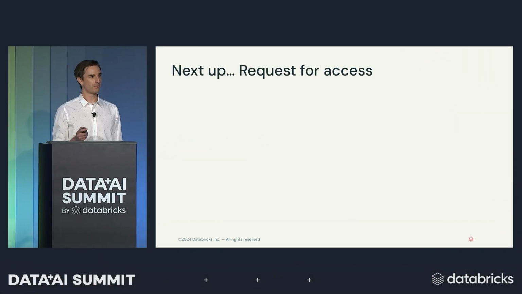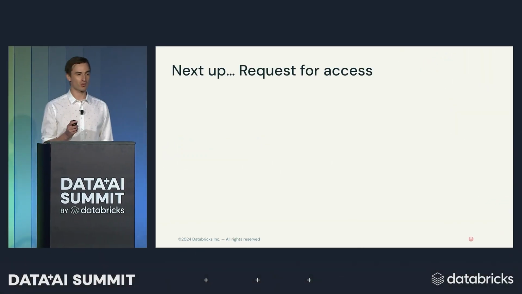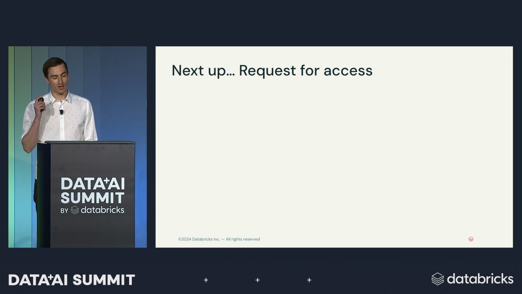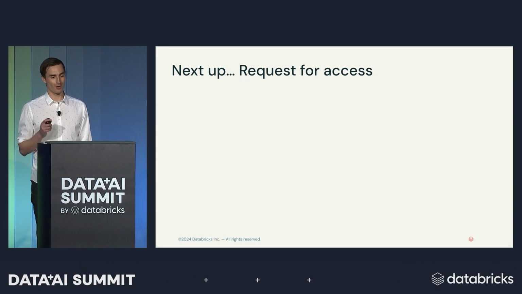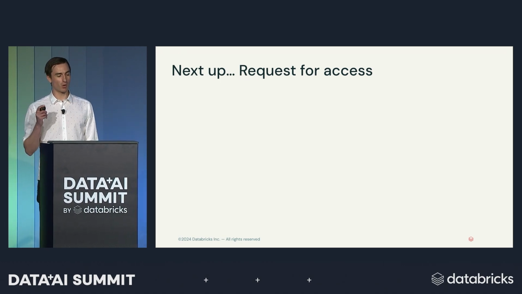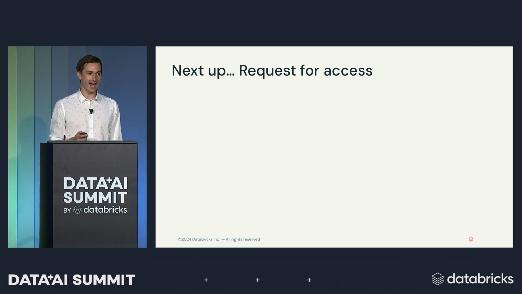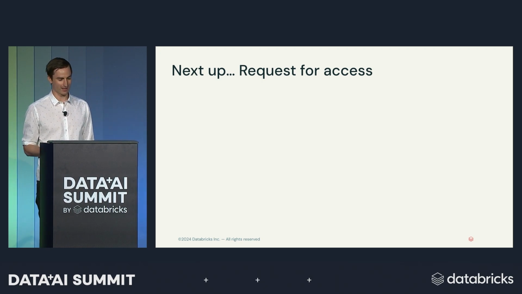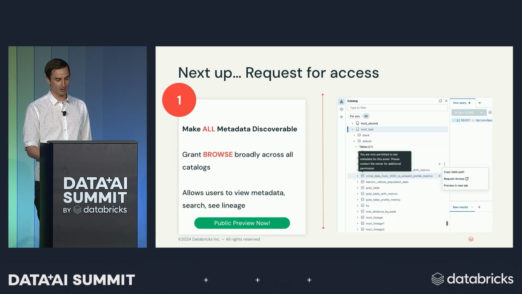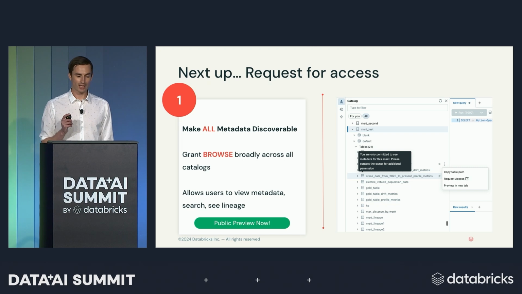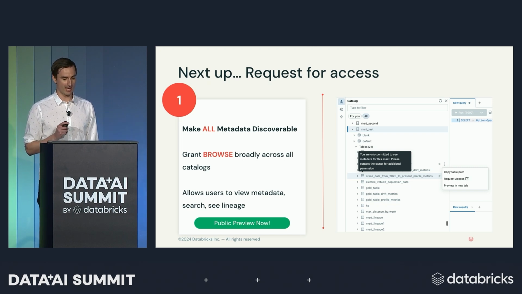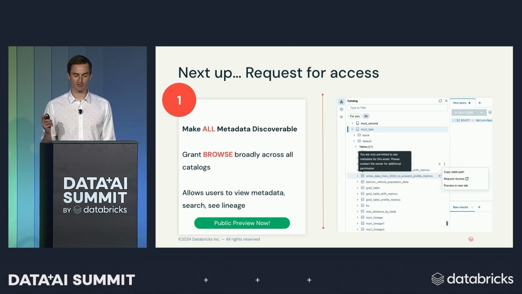Fantastic. So what's up next for discovery? The first one we're very, very passionate about is request for access. So the goal here is you want to make sure your users can get access to the data they need. Okay, that's the simple task. So there's going to be a 3-step process by which we do this. The first thing, which you can actually go home and do today, is start by making your metadata discoverable.